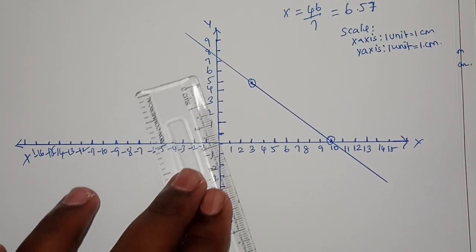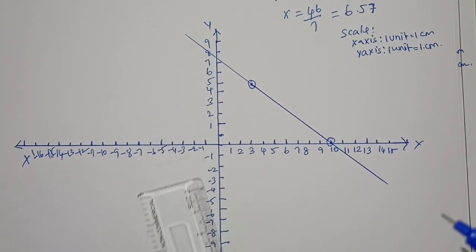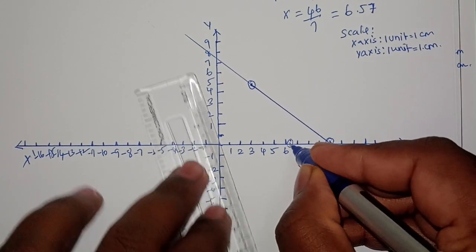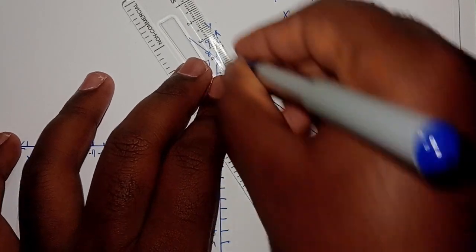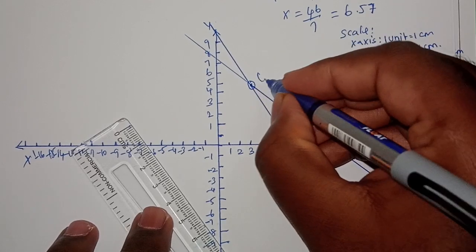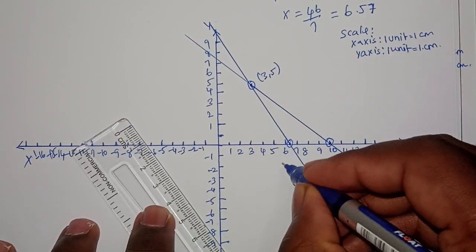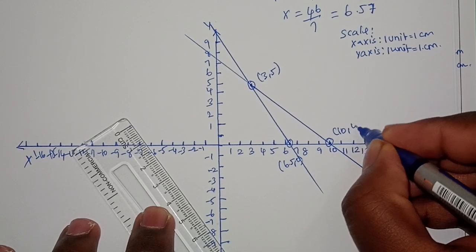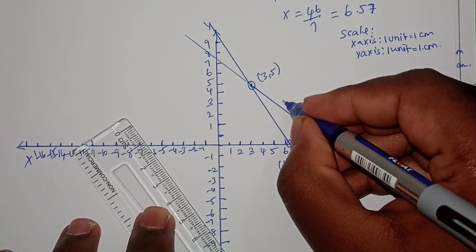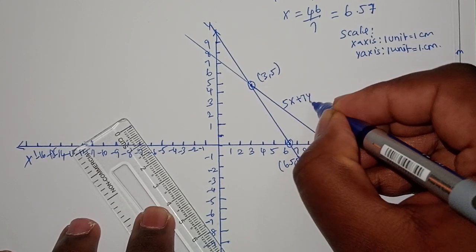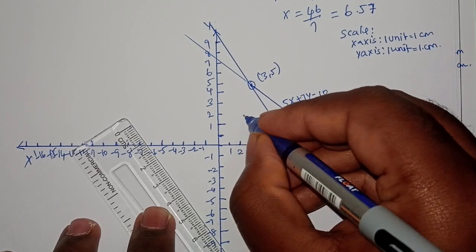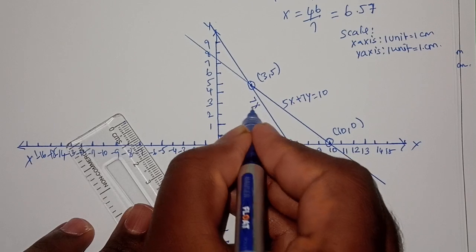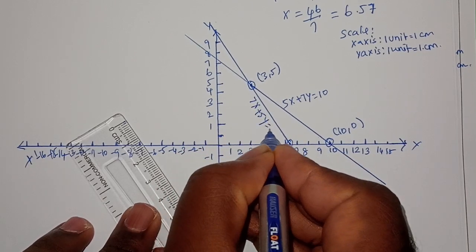Next, 3 comma 5, we already plotted. 6.5 will be here. Therefore, both lines intersect at 3 comma 5. Here the point is 6.5 comma 0. Here the point is 10 comma 0. This equation is 5x plus 7y equal to 50. This equation will be 7x plus 5y equal to 46.